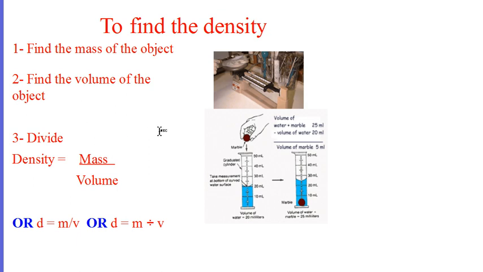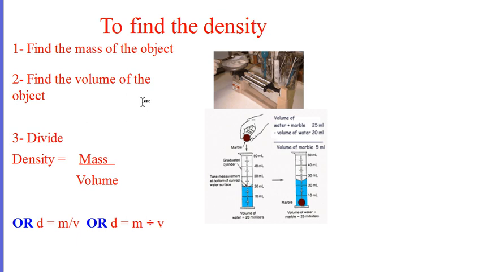So how do you find the density? To find the density, you need to know the mass, and you need to know the volume, and then you need to do some math. So you would find the mass of the object using a triple beam balance or some other kind of scale. You would find the volume of the object. Again, you would find the volume a couple different ways.